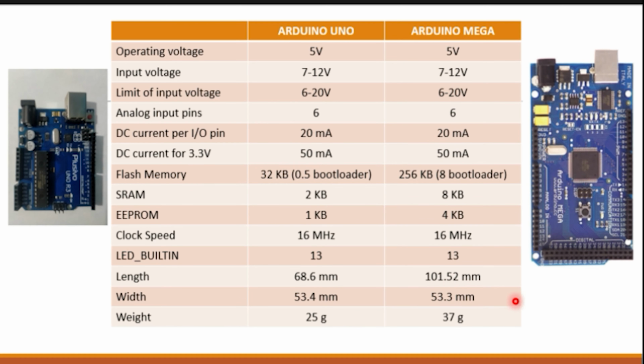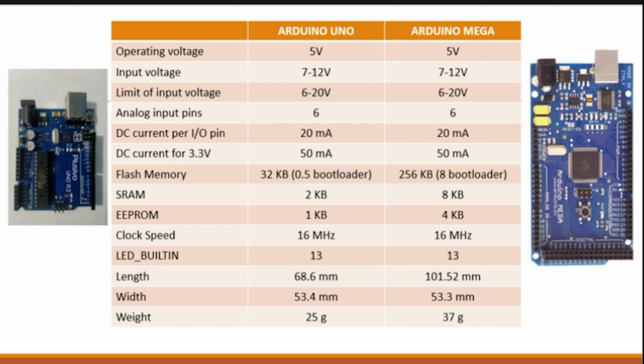Here are the other specifications in the Arduino Uno and the Arduino Mega. The operating voltage between the Arduino Uno and the Arduino Mega are the same with a value of 5 volts. The input voltage is also the same from the range of 7 to 12 volts. The limit of input voltage between the Arduino Uno and the Arduino Mega ranges from 6 to 20 volts.